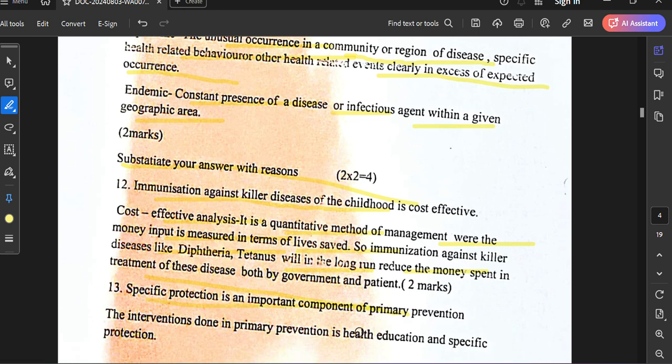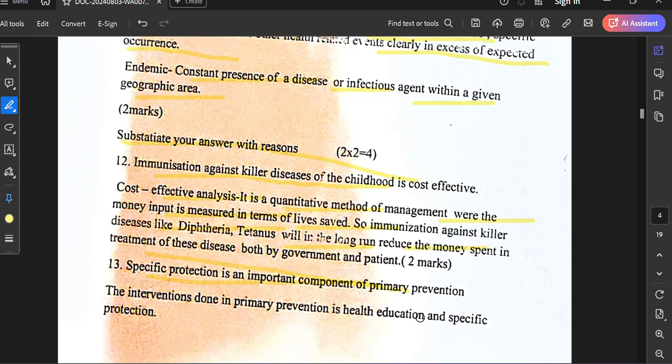The next question, specific protection is an important component of primary prevention. So there are many ways of prevention: primary prevention, secondary, tertiary and primordial prevention. Specific protection is an important component of primary prevention. The interventions done in primary prevention are health education and specific protection. Primary prevention includes two components. First is health education. The second one is specific protection. Health education and specific protection are the two components of primary prevention.